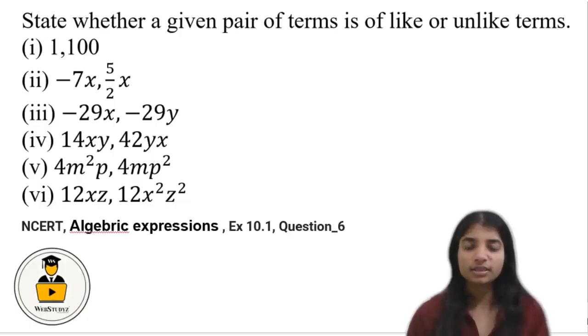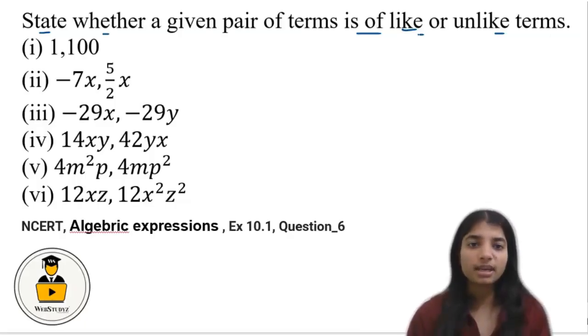Students, let's discuss the question. In this question, we have to state whether a given pair of terms is like or unlike. Like means the terms which are the same and unlike means which are different. Here, like does not mean that two terms have the same numerical value. Like means that if both terms are constant, then they are like. If one term is constant and another is variable, then they are unlike.